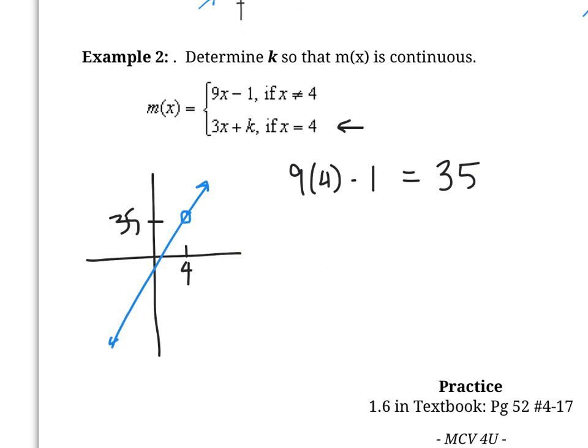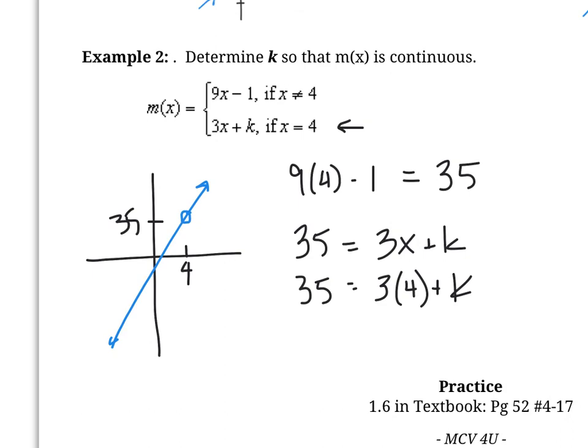So essentially, we need to make that second equation equal 35, because if that second equation equals 35, it's going to fill in that hole. So I'm just going to set that as the second equation: 35 is equal to 3x plus k. And then we have to solve this equation. Now, which x value are we trying to solve for? Well, this occurs where x equals 4. So 35 equals 3 times 4 plus k. We can solve that equation.